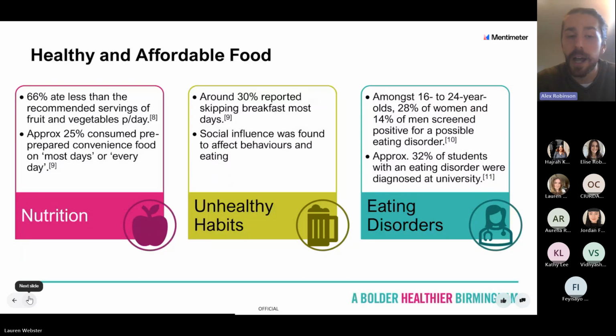In the 2019 health survey for England, among 16 to 24-year-olds, 28% of women and 14% of men screened positive for having a possible eating disorder. And approximately 32% of students with an eating disorder were diagnosed at university. Now moving on to look at active at every age and ability.